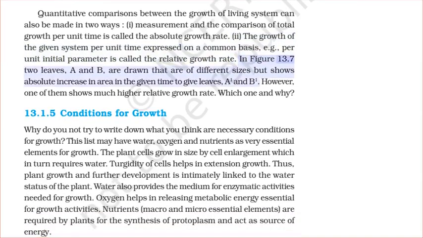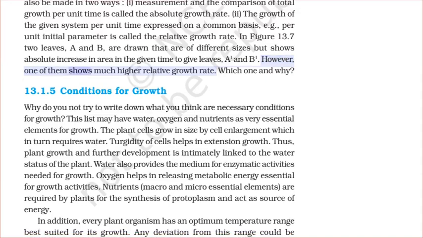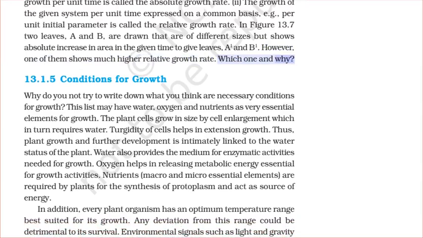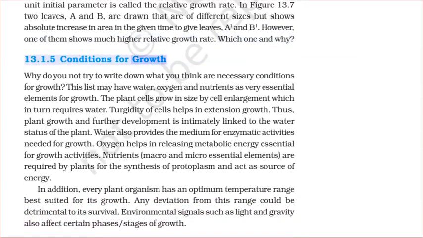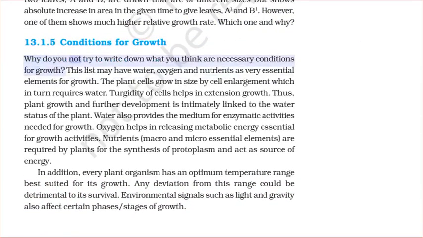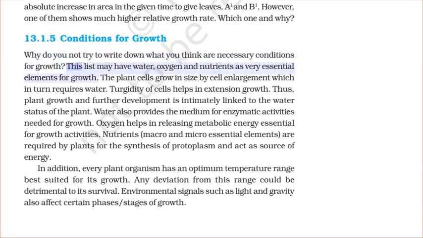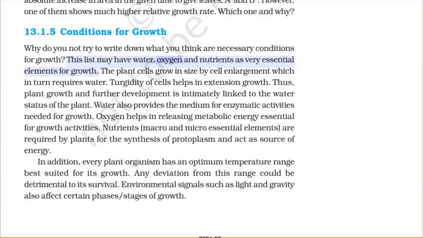In the figure, 2 leaves, A and B, are drawn that are of different sizes but show absolute increase in area in the given time to give leaves, A1 and B1. However, one of them shows much higher relative growth rate. Which one and why? 13.1.5 Conditions for growth. Why do you not try to write down what you think are necessary conditions for growth? This list may have water, oxygen, and nutrients as very essential elements for growth.